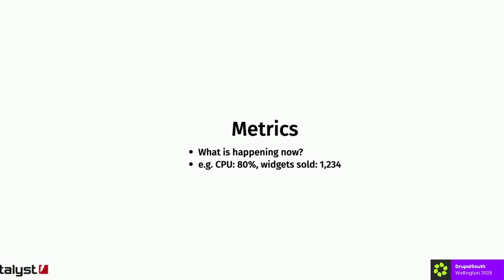So metrics is your quantitative numbers, what's going on right now: CPU, number of Apache requests, how many things you sold or users registered, any of those numeric moment in time measurements.